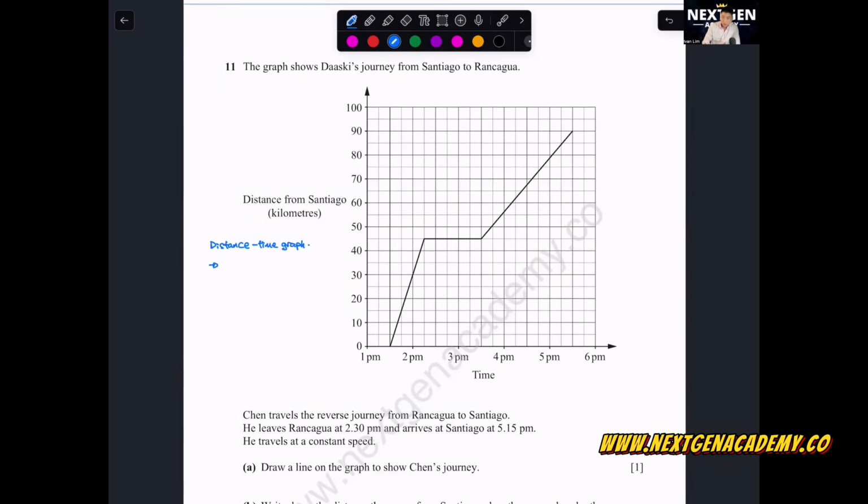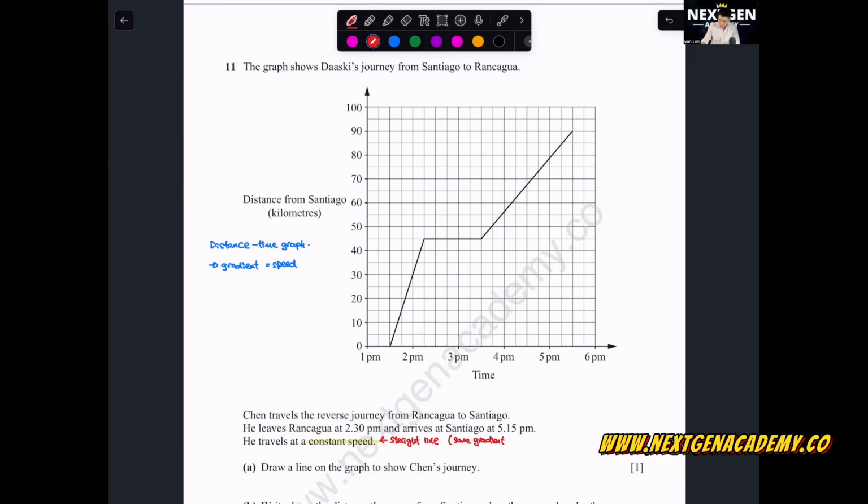I want you to write down: the gradient represents the speed of the graph. You all know what's the meaning of gradient? Gradient means the steepness of the graph. So if they say the word constant speed, it means the graph travels in a straight line, right? So this one is a straight line. Why? Because same gradient all the way.